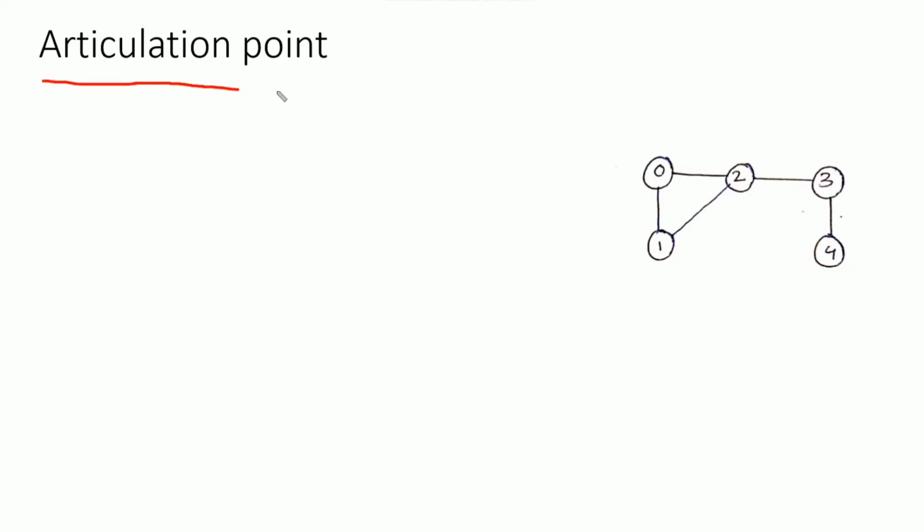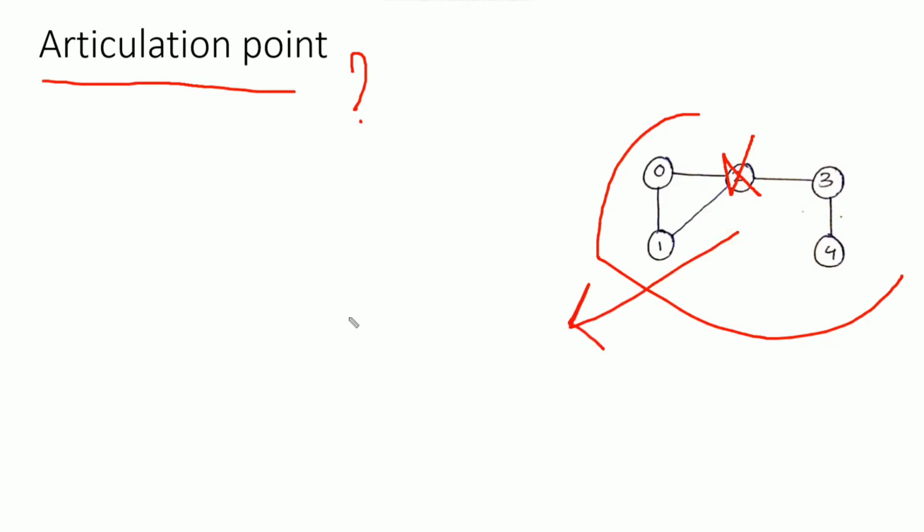In this video I will be explaining articulation point in a graph. So let's discuss what is an articulation point. Suppose this is an undirected graph and there are vertices. If we remove vertex 2, then the graph will be split into two components.